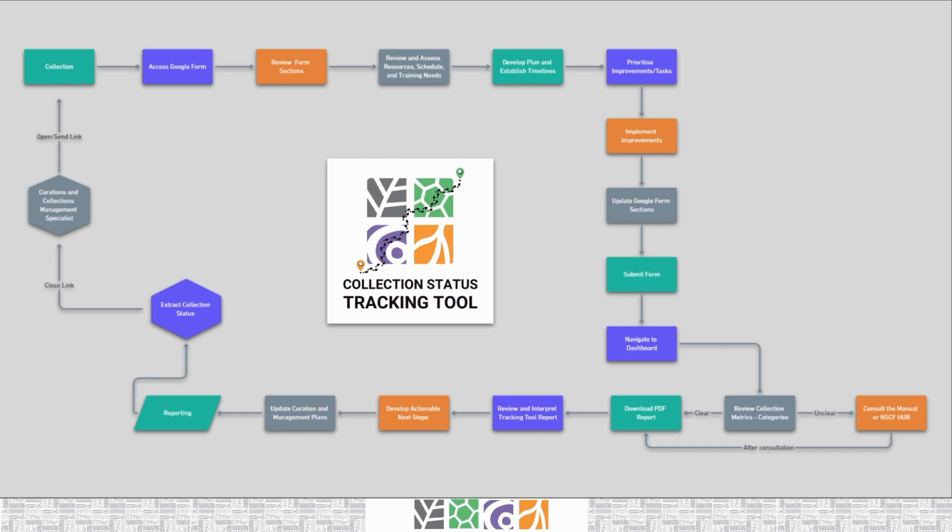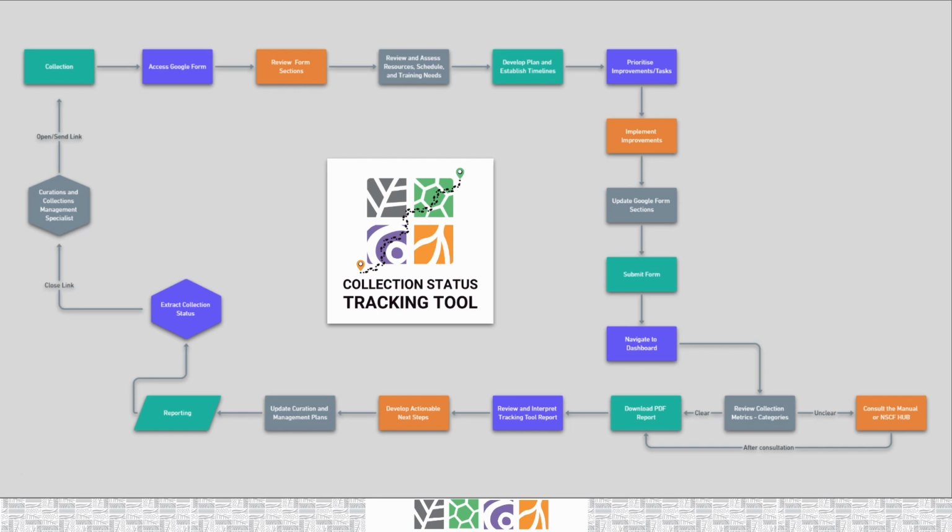Then planning and establishing timelines would be important, after which tasks can be prioritized and implemented. After implementation of these changes or updates to your collection, you can proceed again to the Google form link, which will be available within the dashboard tool. After you've completed what's changed, you can submit that form and then navigate back to the dashboard after about 15 or so minutes. There you can review the collection metrics.